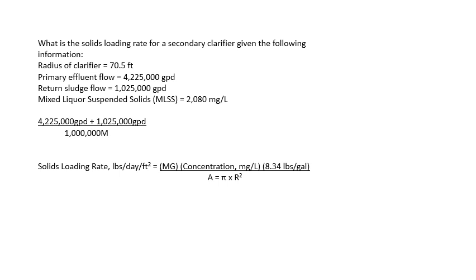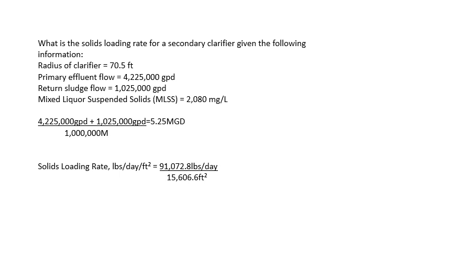So 4,225,000 gallons per day plus 1,025,000 gallons per day divided by a million. That gives you 5.25 million gallons a day. So now we can plug everything into our formula. So 5.25 million gallons times 2,080 milligrams per liter times 8.34 pounds per gallon divided by 3.14 times 70.5 squared.